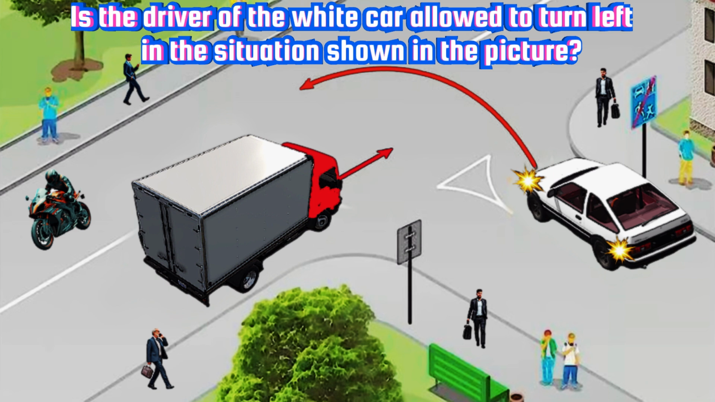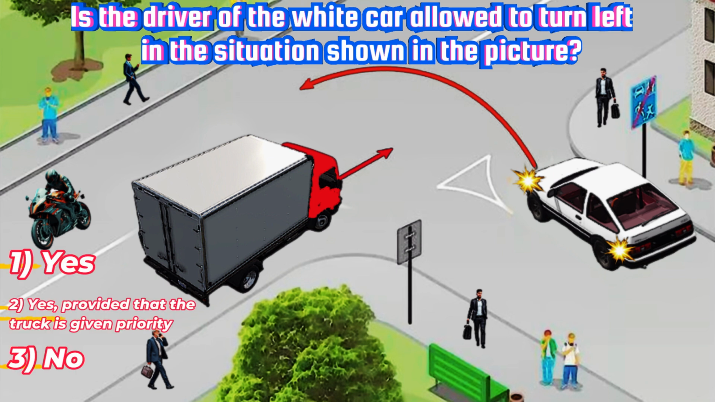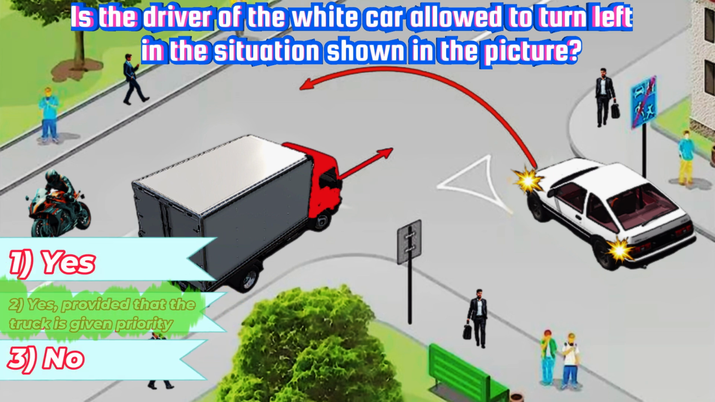There is an end of residential area road sign at the exit. This means that the driver of the red car is leaving this area. Let's read the traffic rule. When exiting a residential and pedestrian area, drivers must give way to other road users. Therefore, the driver of the red car must give way to the truck before turning left. Correct answer number 2.